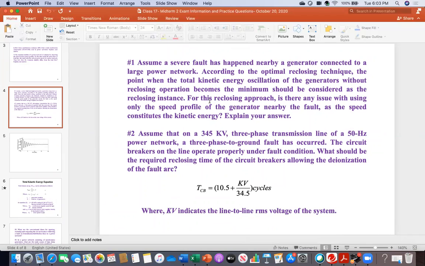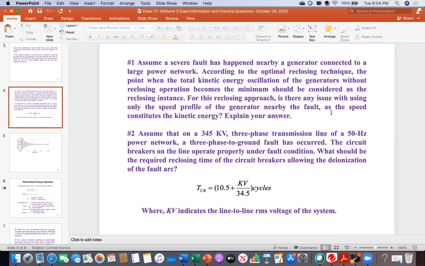So therefore I am asking, is there any issue with using only the speed profile of the generator nearby the fault, as the speed constitutes the kinetic energy? So you have to tell, although the speed constitutes the kinetic energy, considering the speed profile of a particular generator means that you can control only that generator, because you are not taking any information from other generators. Consequently, that generator might be stable, but the remaining network might be still unstable or oscillating. So that is the issue.